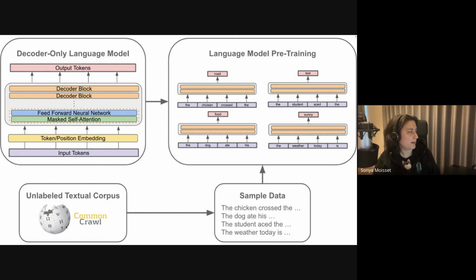So here we're taking one source. Let's assume this would be Wikipedia, where we have a common crawl. We're taking some sample data here, and we have truncated the last parts. So we have: the chicken crossed, the dog ate his, the student ate the, and the weather today is.